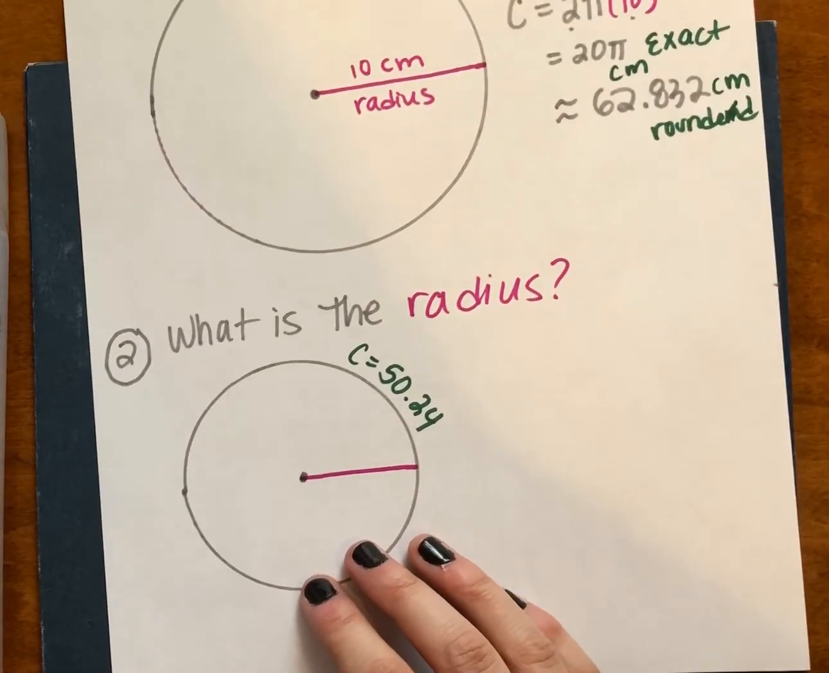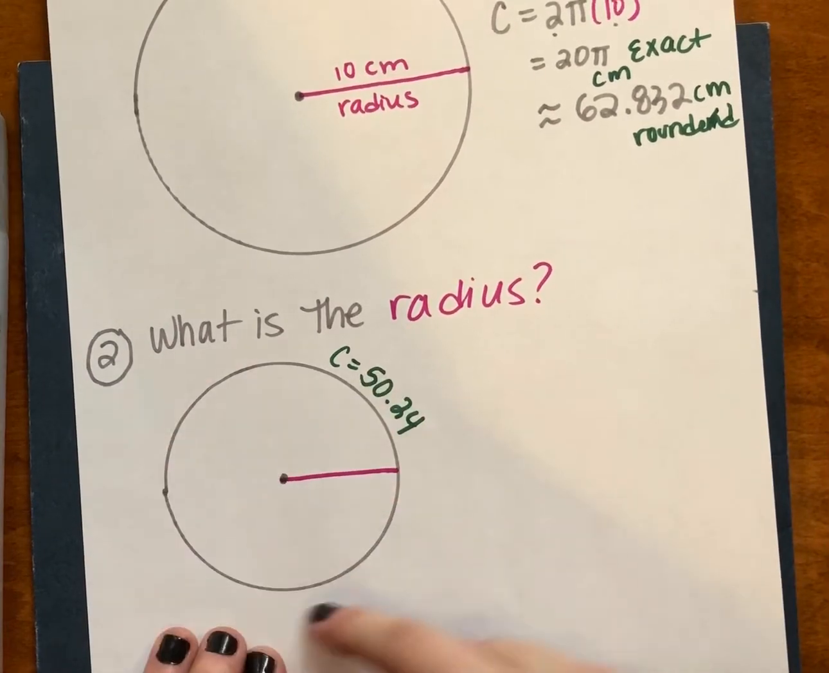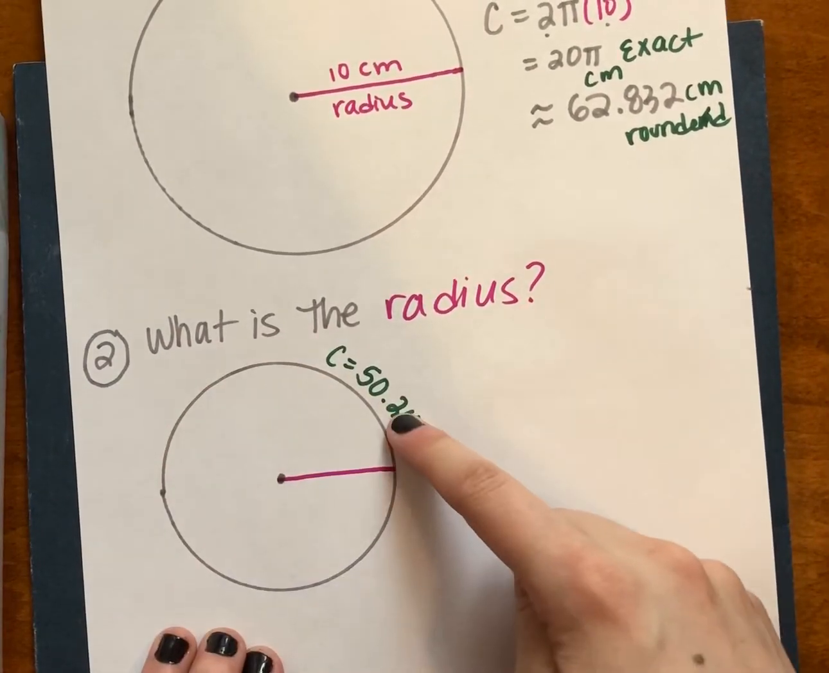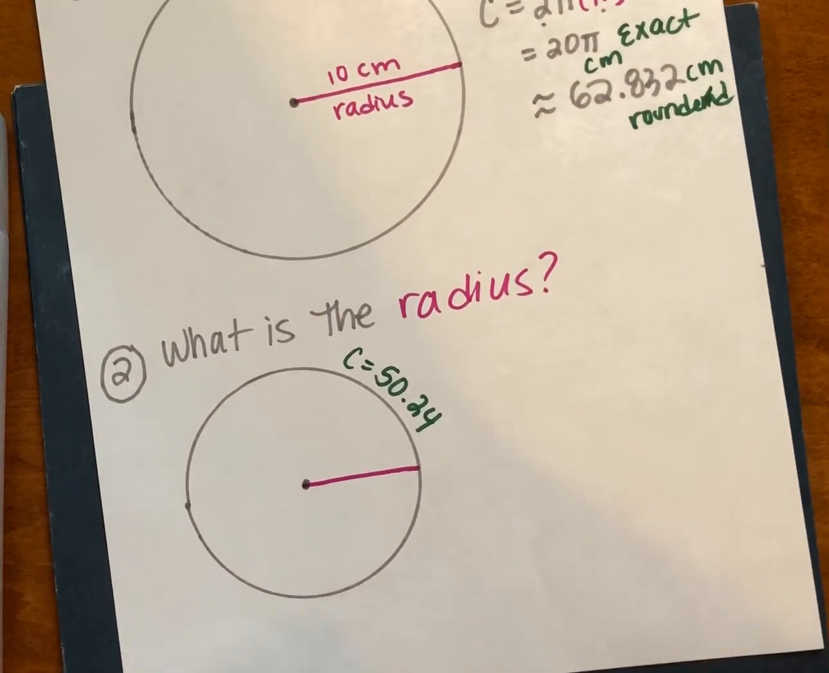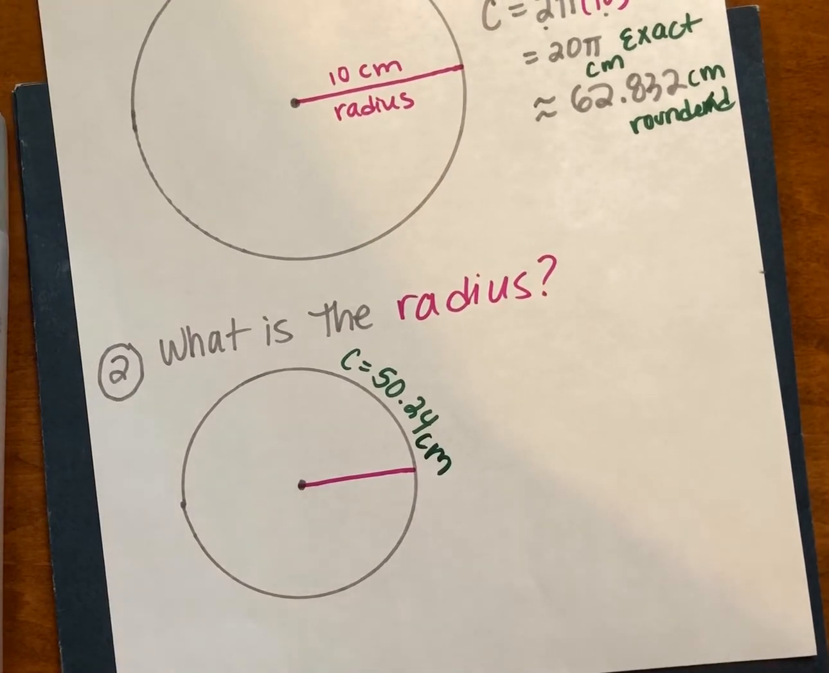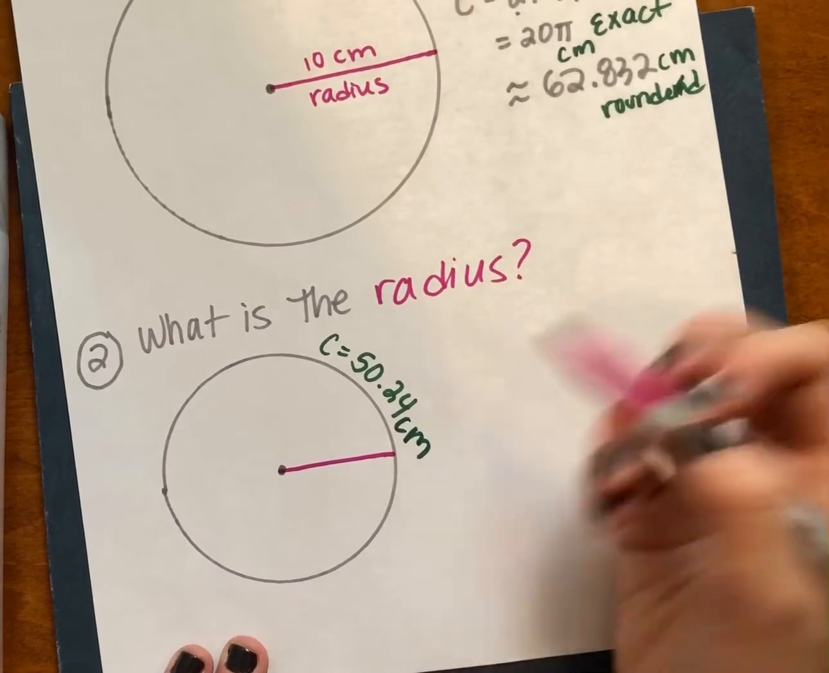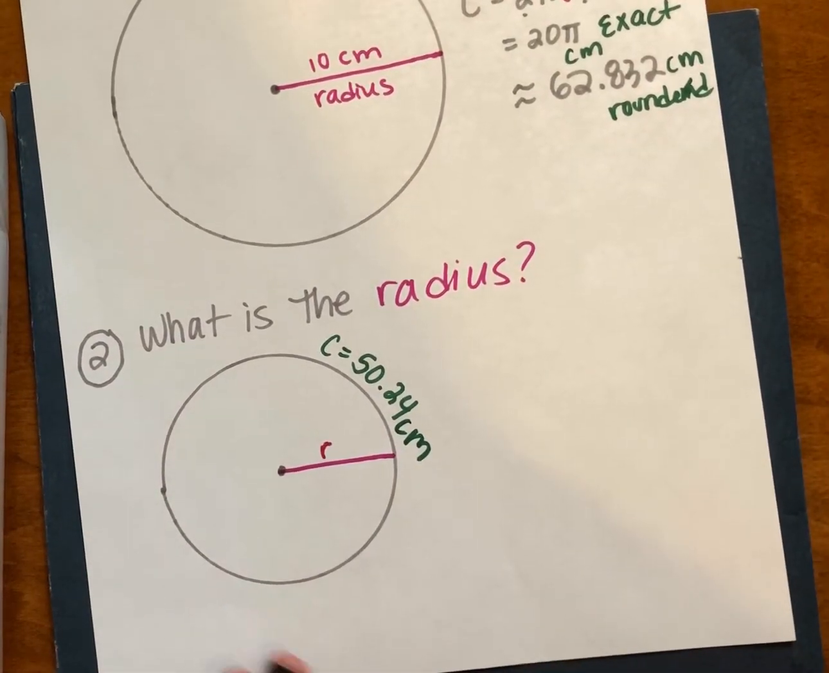Another similar question. In this circle, they give us the circumference. They say if you go all the way around, it's going to be 50.24 centimeters. And the question is, how big is that circle, right? That's how big it is outside, but what is the radius of the circle? So that's what we don't know. That's what we're going to solve for.